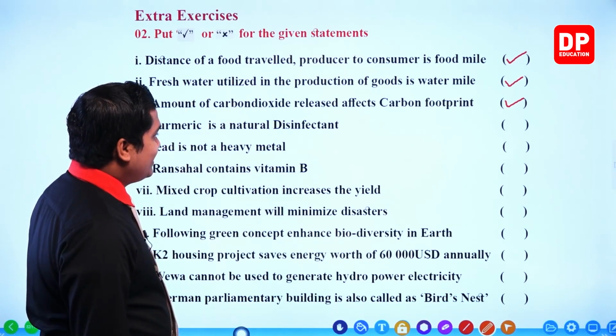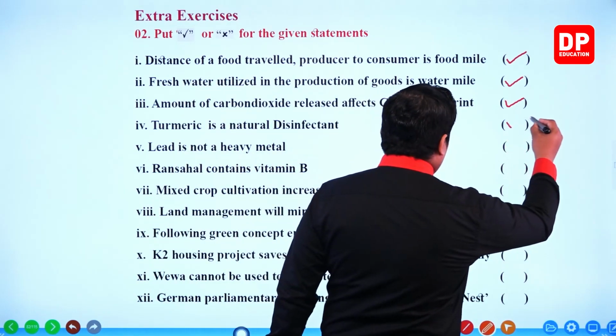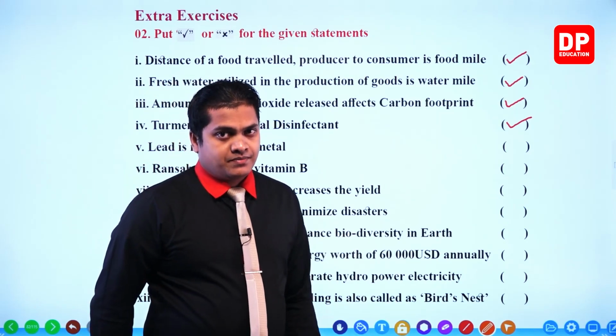Turmeric is a natural disinfectant. Correct. No problem. Even we discussed these things when we were discussing the lesson part, right?